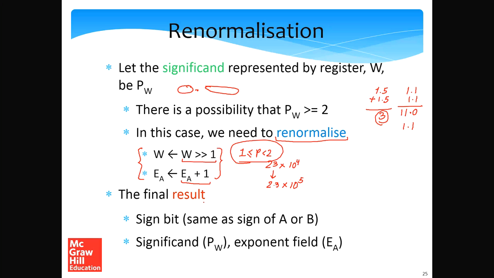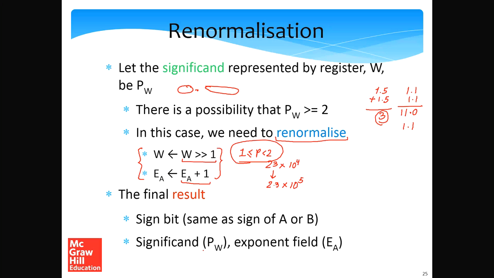So the final result is like this: the sign bit will be the same as the sign of A or B. Mind you, we are doing addition, and we are thus assuming that the sign bit is the same. How are we defining addition? We are defining addition by the fact that we are either adding two positive numbers or two negative numbers. If the sign bit is different, it will essentially become subtraction. So the sign bit will be the same as the sign of A or B. Two positive numbers we add, the result is positive. Two negatives we add, the result is negative.